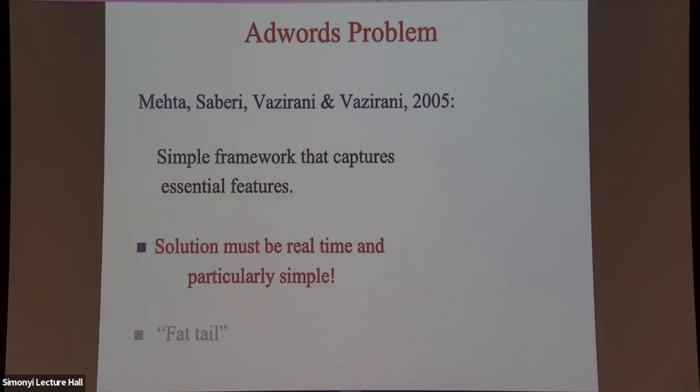And it is very important to take care of the budgets, because the graph of budget versus number of advertisers has a very fat tail. As I said, all these small advertisers, that's where Google's revenue comes from. So you have to deal with this issue very carefully and properly.